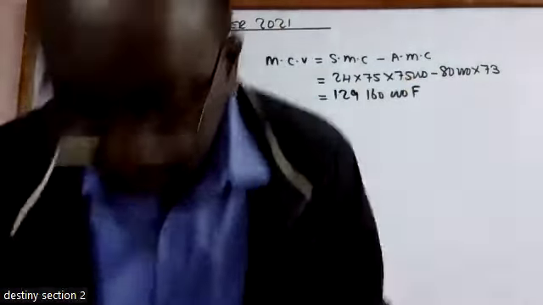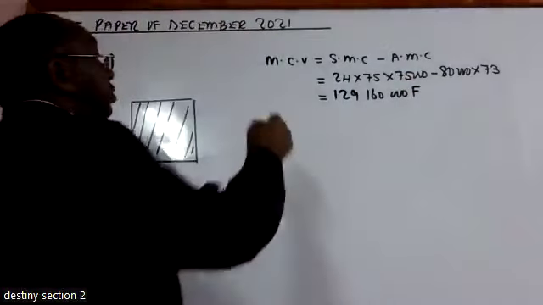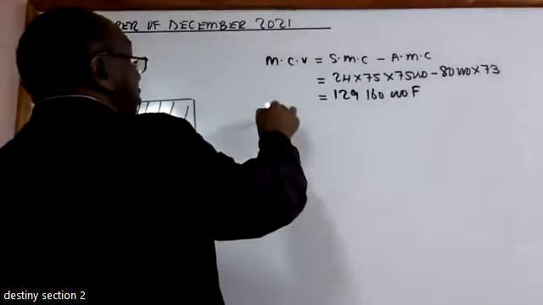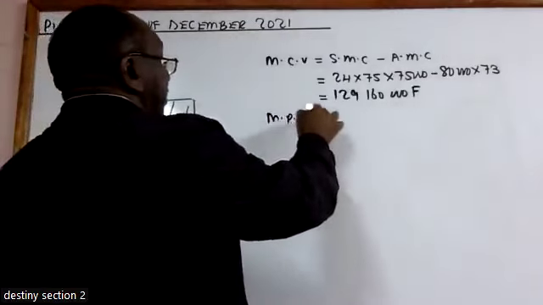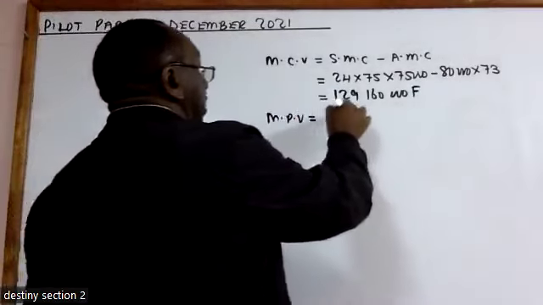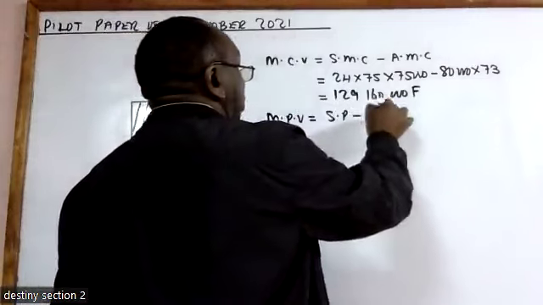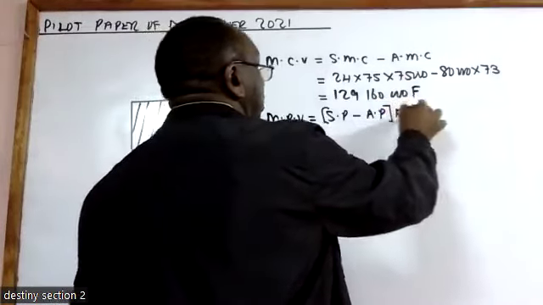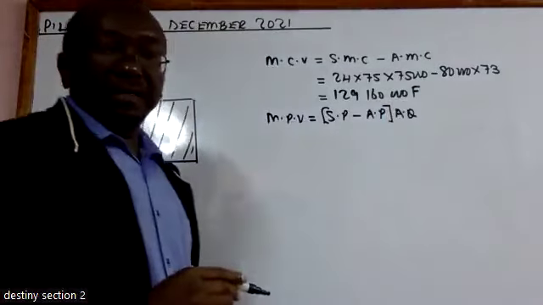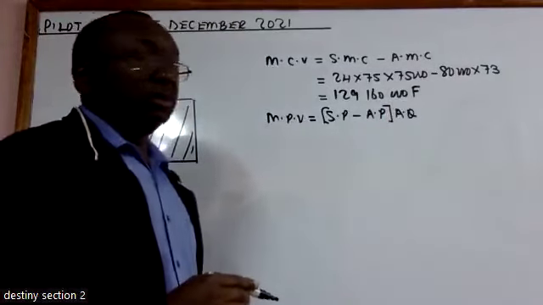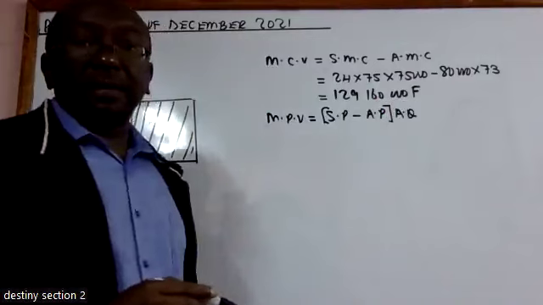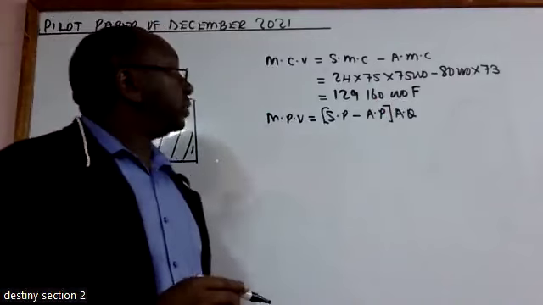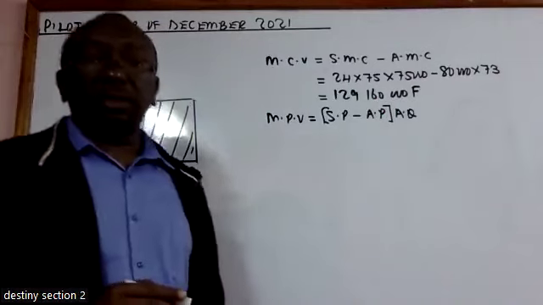The next one is material price variance. So we said material price variance is equal to standard price minus actual price, you multiply by actual quantity. Material price variance is equal to standard price minus actual price multiplied by actual quantity.